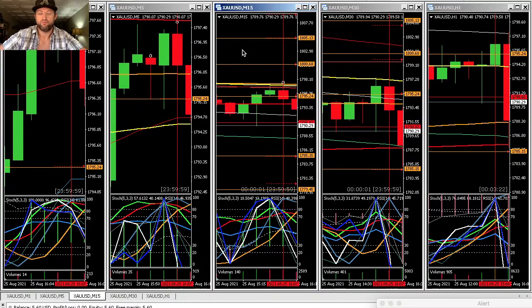I mean, you can play these key levels in the middle of a range, as they say. You can play it a little bit. Sometimes you can catch a little quick profit, you know, 100 pips or something like that.